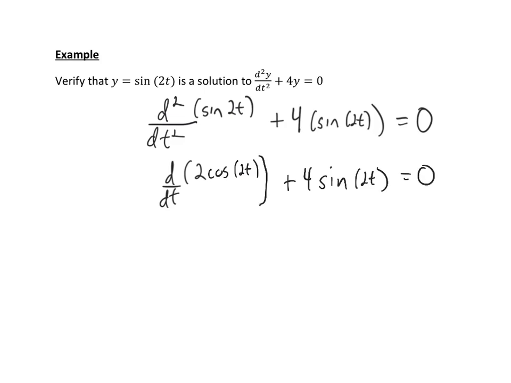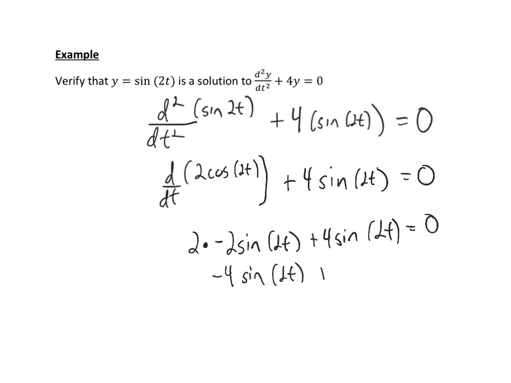Well, if we do the derivative of 2 cosine 2t, remember the derivative of cosine is negative sine, and we have an inside function, you would have 2 times negative 2 sine 2t plus 4 sine of 2t equals 0. 2 times negative 2 would be negative 4 sine of 2t plus 4 sine of 2t should equal 0. If we add those two things together, we get 0 equals 0, and that is indeed a solution.